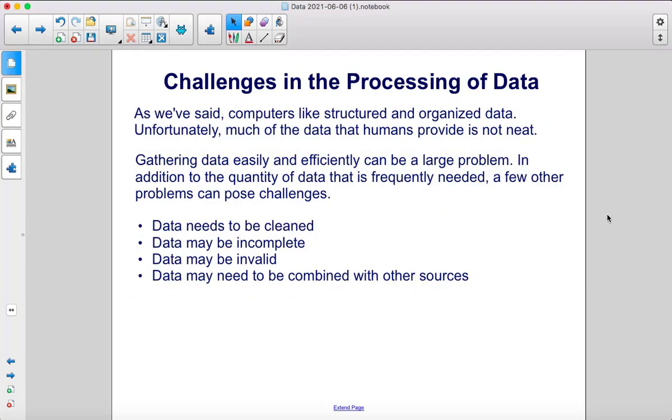As we've said, computers like structured and organized data. Unfortunately, much of the data that humans provide is not neat. Gathering data easily and efficiently can be a large problem. In addition to the quantity of data that is frequently needed, a few other problems can pose challenges. Data needs to be cleaned, it may be incomplete, it may be invalid, it may need to be combined with other sources.